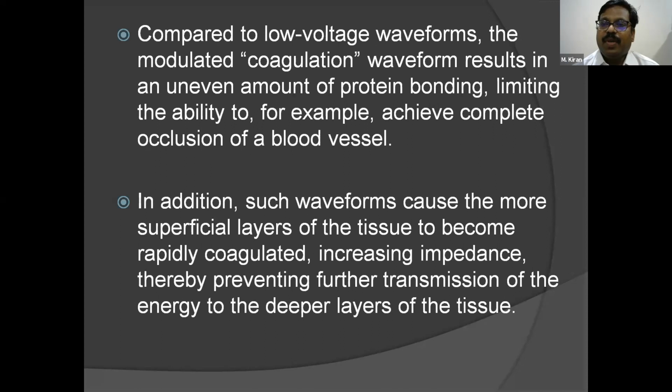Compared to low voltage waveforms, the modulated coagulation waveform results in an uneven amount of protein bonding, limiting the ability to, for example, achieve complete occlusion of a blood vessel. In addition, such waveforms cause the more superficial layers of the tissue to become rapidly coagulated, increasing the impedance, thereby preventing further transmission of the energy to the deeper layers of the tissues.